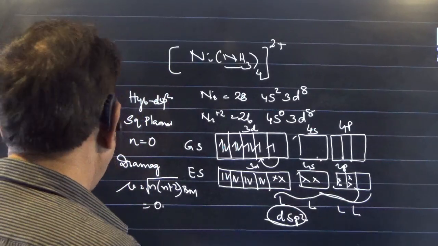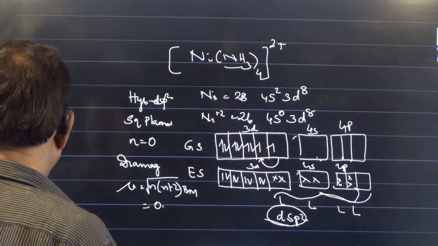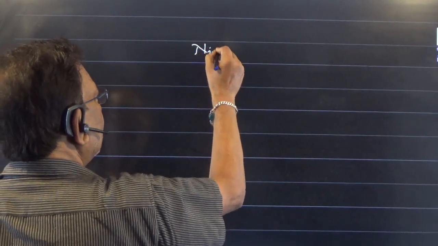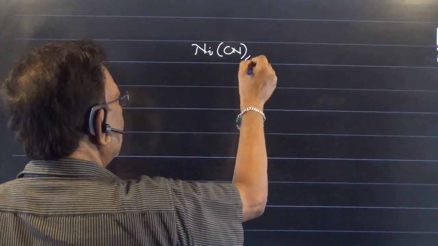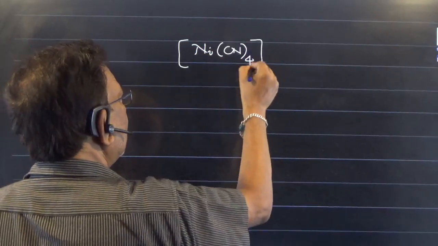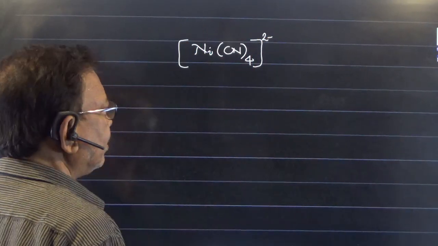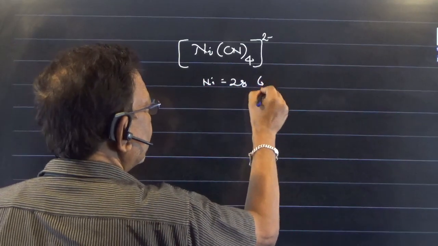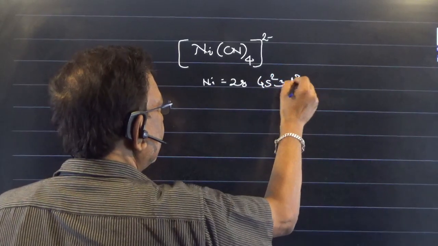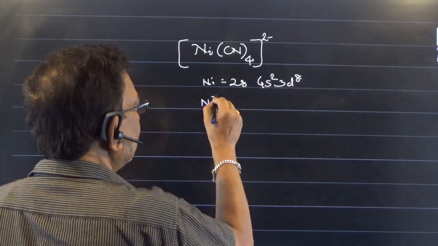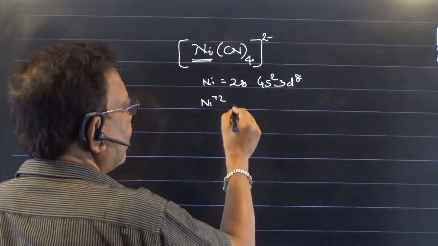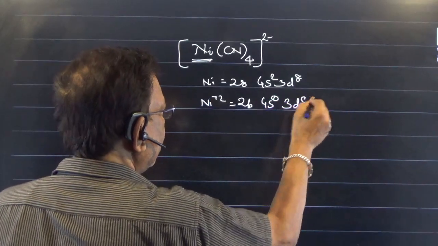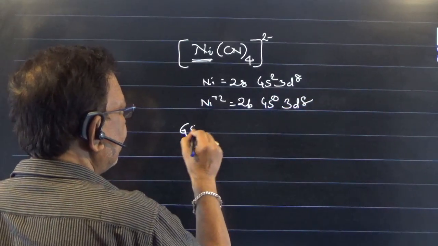So Ni(CN)4 2 minus. In the same way, nickel 28, 4s2 3d8. Nickel 2 plus, the oxidation state of nickel here is plus 2, 26, 4s0, 3d8. Now, ground state.